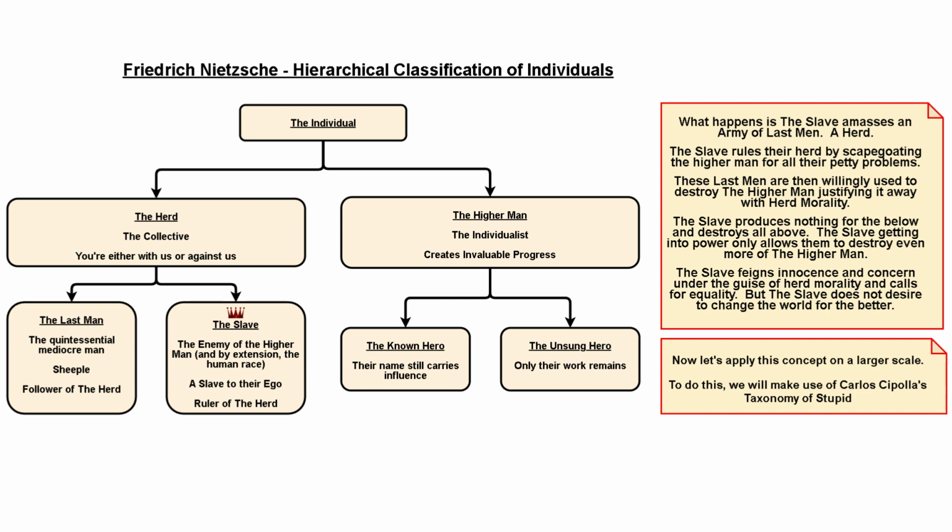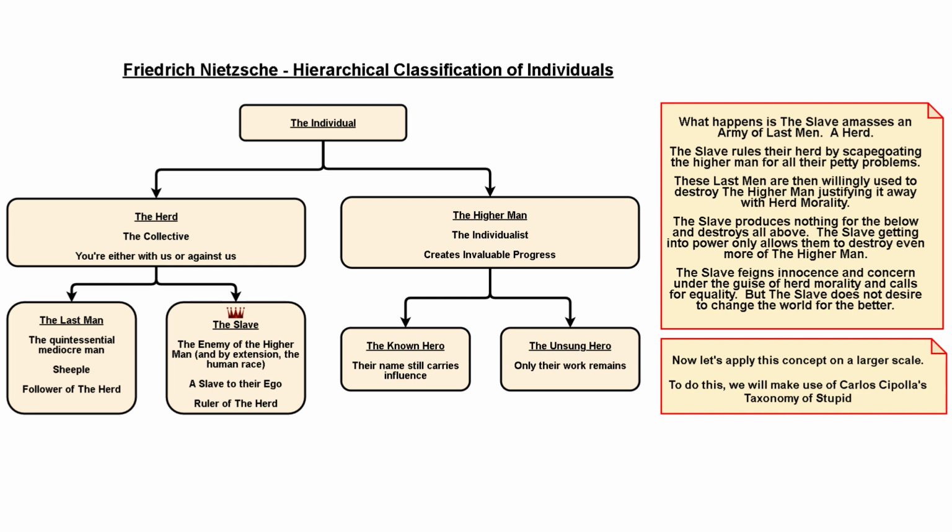On the other hand, we have the herd, and the herd is the collective. It's you're either with us or against us, and the herd is generally divided into two types. You have the cattle or the last man, and that's your quintessential mediocre man, your sheeple, the follower of the herd. They're never really going to amount to anything, but they want to live a happy life, and that alone isn't a bad thing. But they don't want to really accomplish anything. They don't want to get out of their comfort zone. They're happy in their comfort zone.